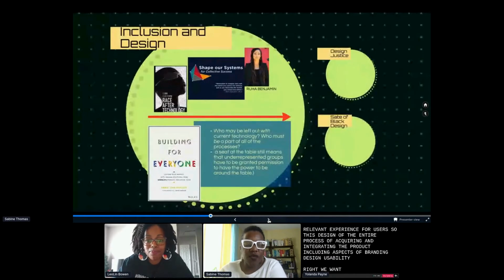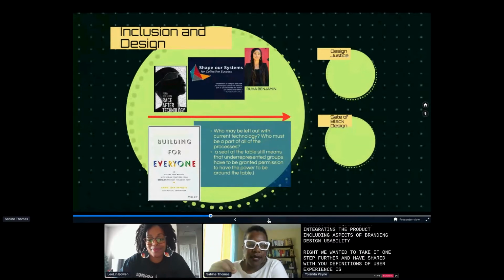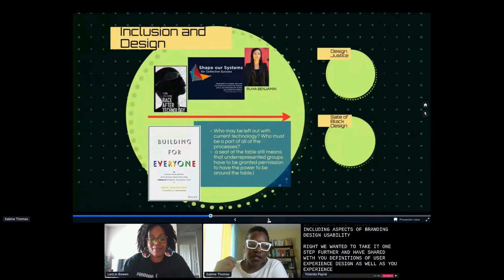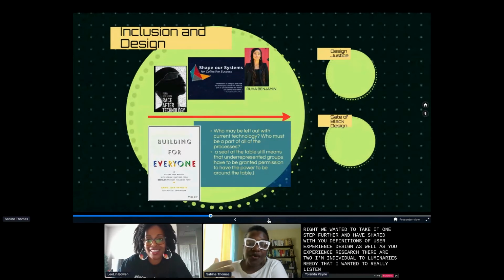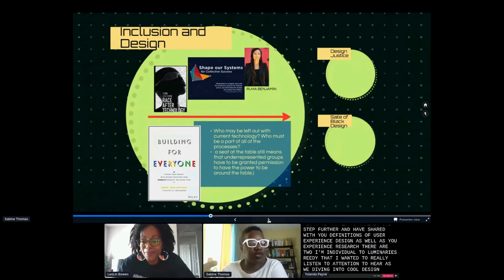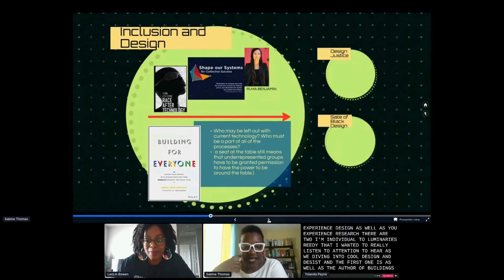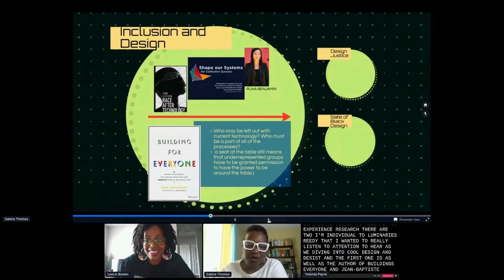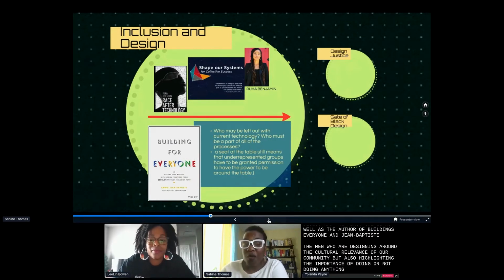We wanted to take it one step further. LeoLin has shared with you definitions of user experience design, as well as user experience research. There are 2 luminaries I wanted to lift attention to as we dive into co-designing this digital toolkit. The first one is Dr. Ruha Benjamin, who is the author of Race After Technology, as well as the author of Building for Everyone, Annie Jean-Baptiste. Both are incredible luminaries, Black women who are designing around the cultural relevance of our community, but also highlighting the importance of doing no harm, or not doing any further harm, while we are designing.